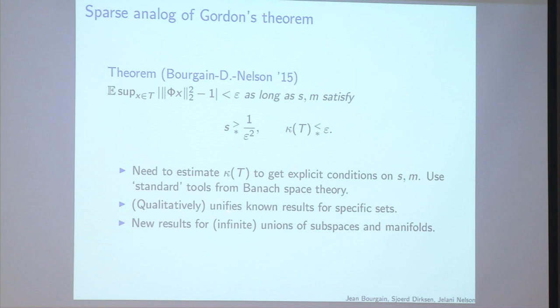And what we find is that we can recover all the results that were known for specific sets. So in particular, the ones that I showed before, but in a qualitative way. Okay, so we have all these log factors in the way, which make it suboptimal. But at least qualitatively, we recover the right parameters. And we also get some new results for unions of subspaces and manifolds. Okay, so I want to show some of these applications.